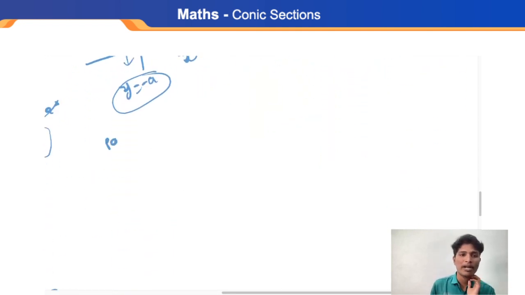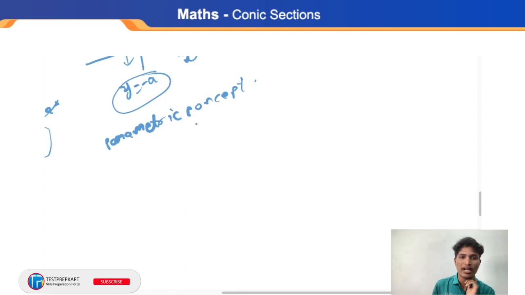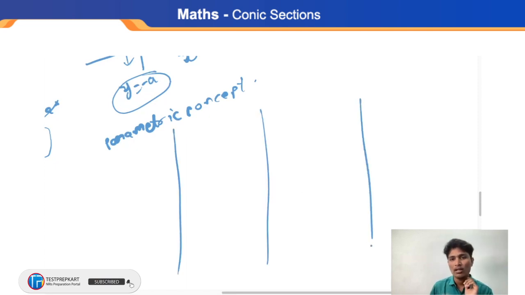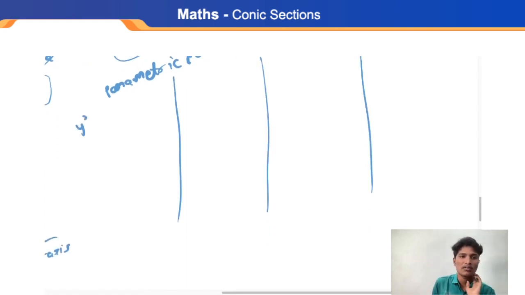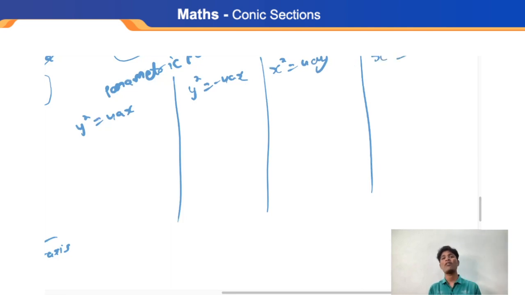Now I will discuss the parametric coordinates. Parametric coordinates are an important concept. There are 4 different parametric coordinates for 4 different parabolas: for y square equal to 4ax, for y square equal to minus 4ax, for x square equal to 4ay, and x square equal to minus 4ay. For different parabolas, we will have different coordinates.